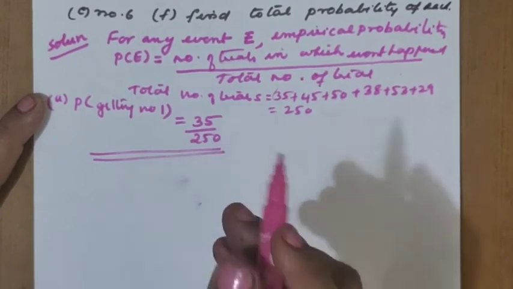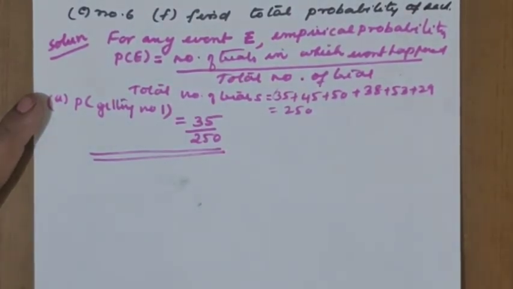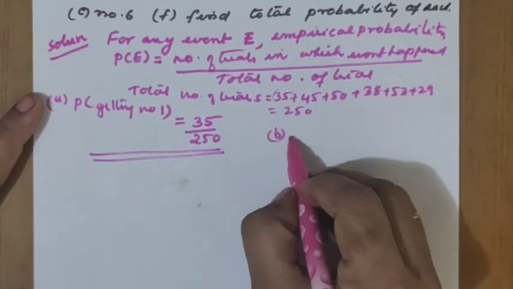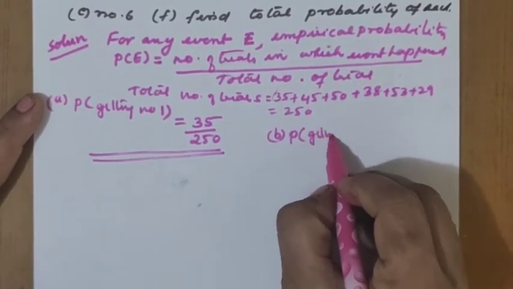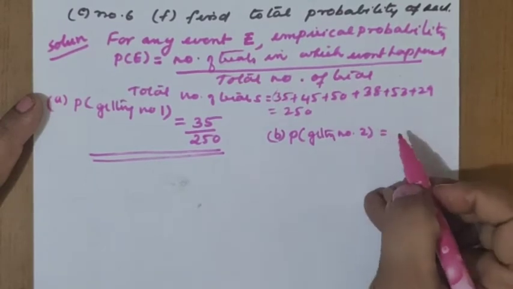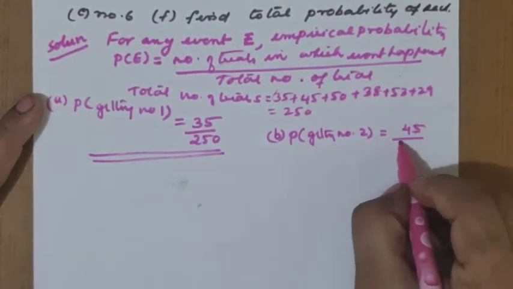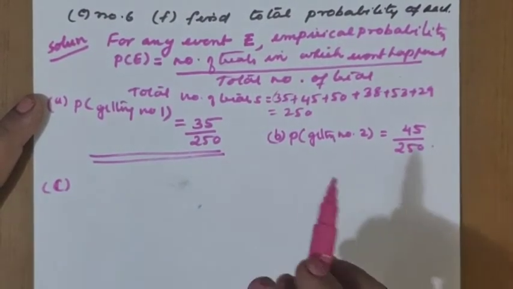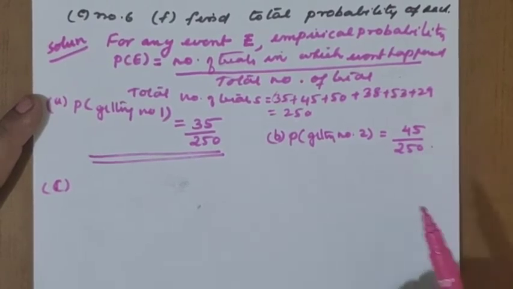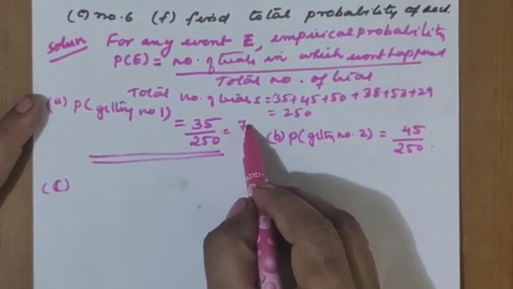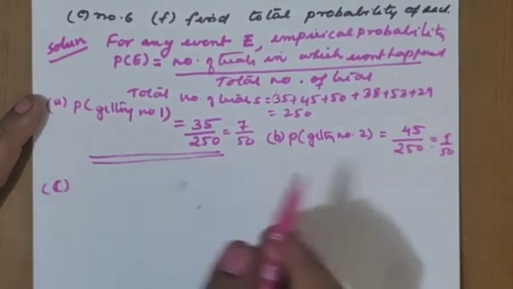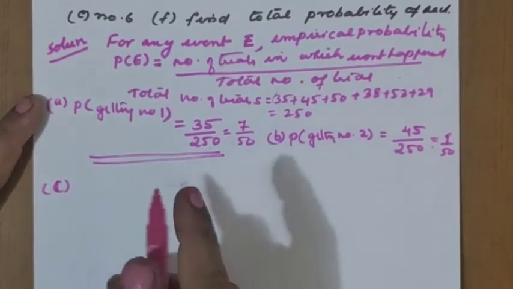If you do not write the formula first, you have to write the formula repeatedly for each sub question. That is not required. Write it once first and keep the formula, then substitute accordingly. Now what is question number 2? Getting number 2. How many are favoring number 2? It is 45 divided by 250. Similarly, if anything can be cancelled, you can cancel it. A simplified answer is better, because they are multiples of 5, you can cancel, like 9 by 50. If you want you can cancel, but always better to write the simplified form.